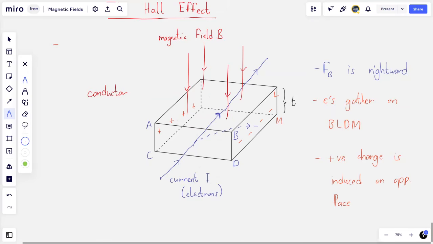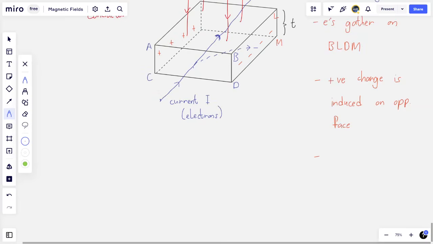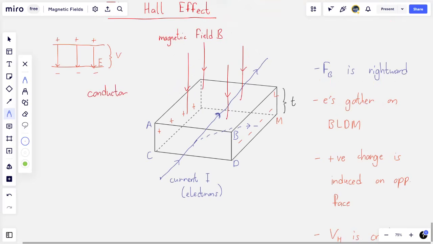And so what do we remember? If we remember from the topic of capacitance, if I have two lines of charge, one positive and one negative, I generate a potential difference and an electric field E. So there's a potential difference V between the two faces. We call it VH. It's named after the person who discovered it, Hall. And so we call it a Hall voltage. It is simply a potential difference that exists between the faces.